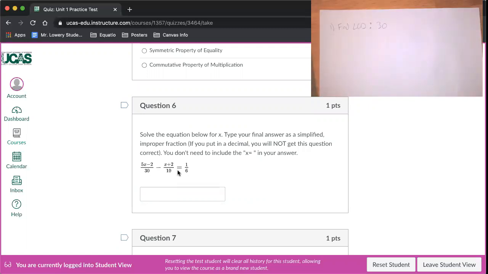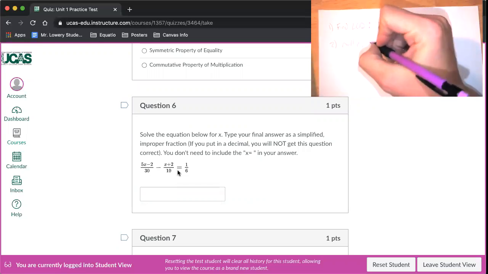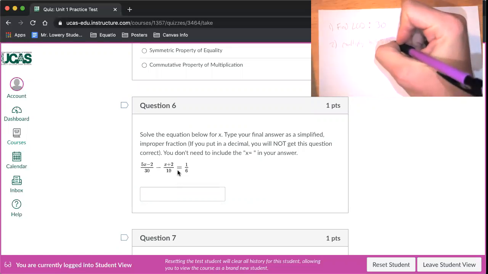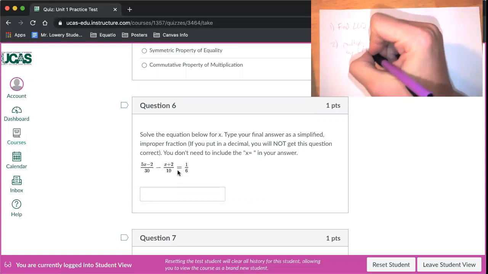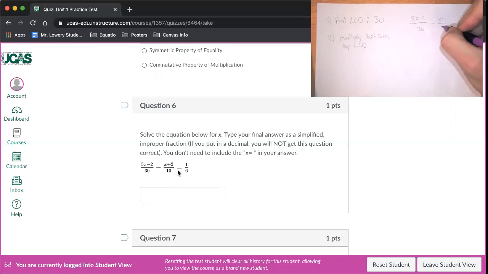Now we're going to use the multiplication property of equality, and we're going to multiply both sides by the lowest common denominator, which in this case is 30. So what we're going to have here is (5x minus 2) over 30 minus (x plus 2) over 10 equals 1 over 6. And we're going to do a big one of these. Multiply by 30 on both sides. Again, just like we talked about in the last problem, that's the multiplication property of equality.